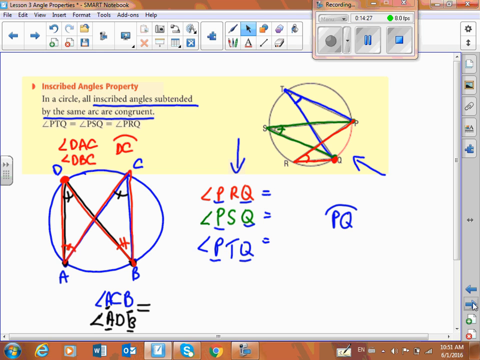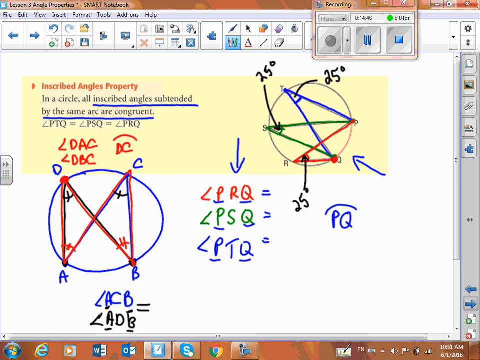All right, how does this work? Well, if I told you this angle up here was 25 degrees, you would then be able to say that this angle here is 25 degrees, and that this angle right here is also 25 degrees.